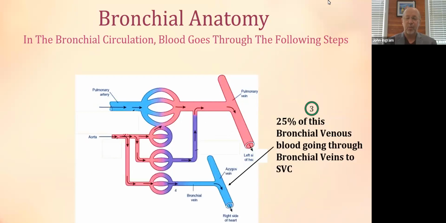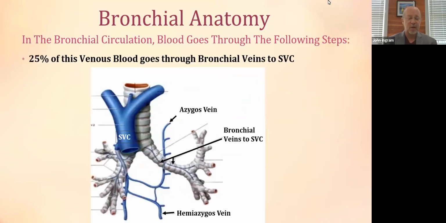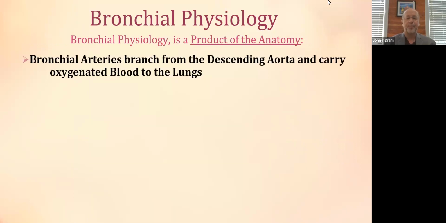Fortunately, though, about 25% of the bronchial venous blood traverses, as we would have expected, directly back into our superior vena cava via the hemiazygos and azygos veins. If you've wondered what the purposes of those azygos and hemiazygos veins are, they help carry that 25% of the bronchial venous return back to our superior vena cava.